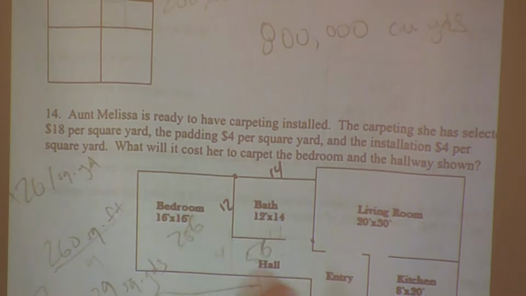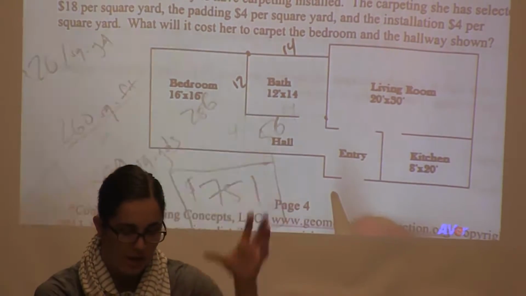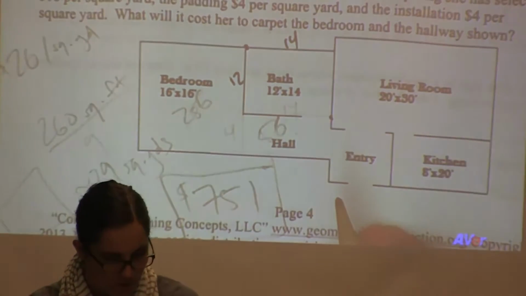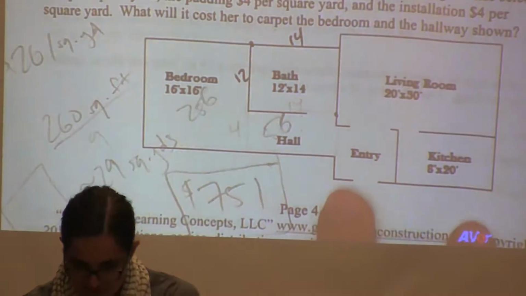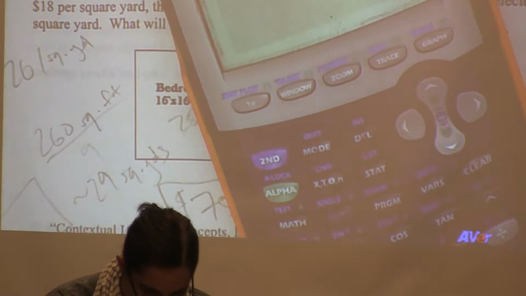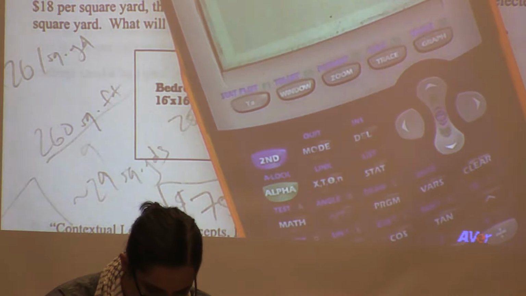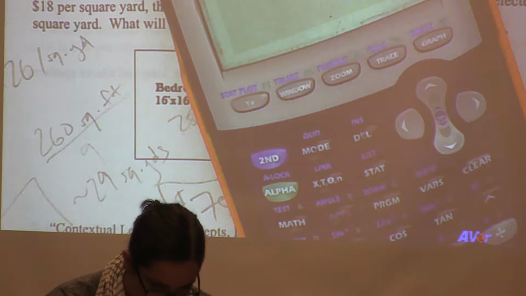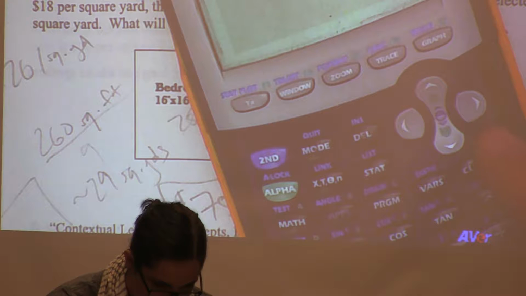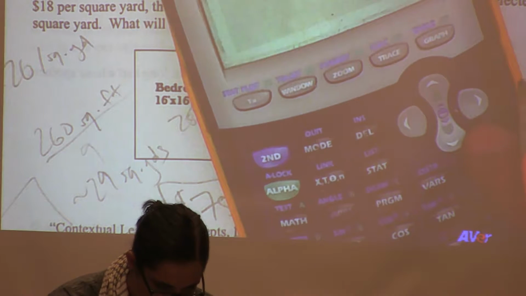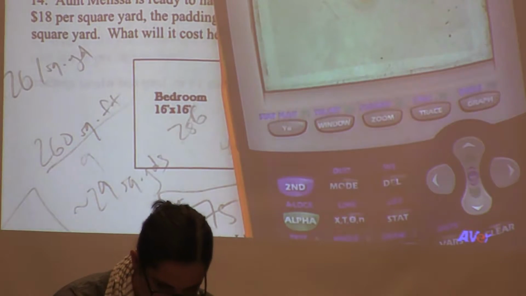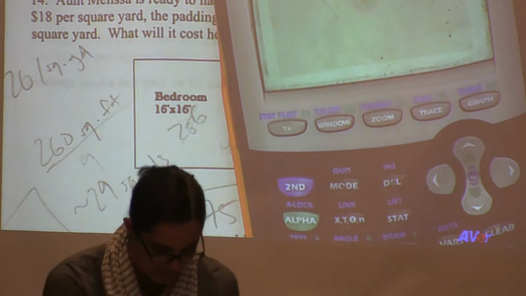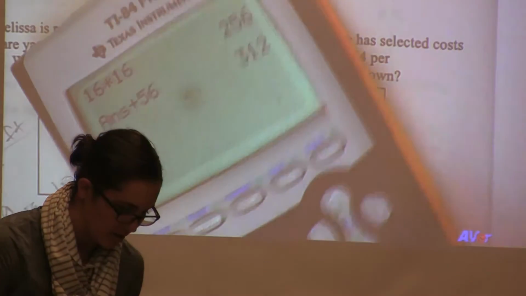Now that I know the area of the hallway and the area of the bedroom, combine them together. Oh no. Did I do that wrong? Dang it. Did I add bad? 256 plus 56, right? 312. Dang it, my answer's wrong. Okay, sorry, I added wrong. I don't know what happened.